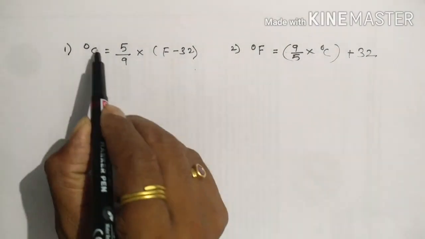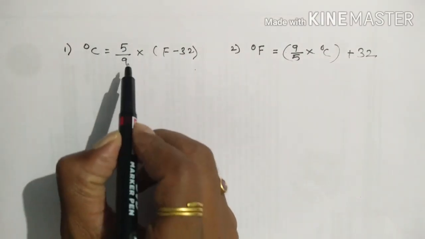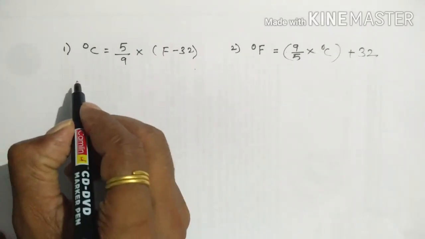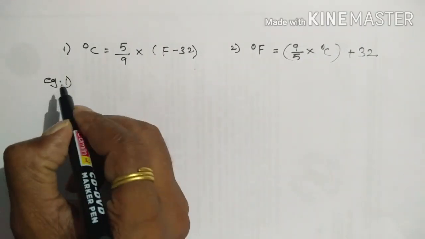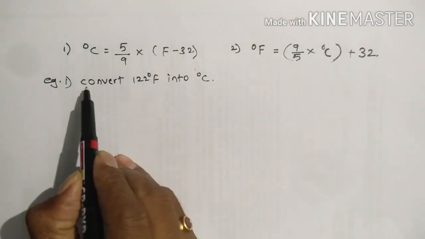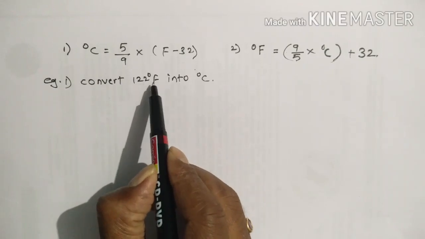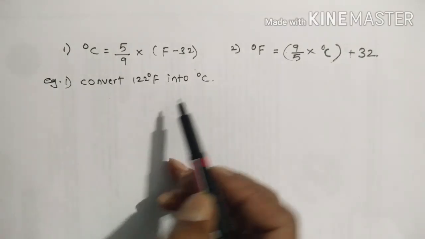I will show you how to solve both types of questions with the help of the single formula. So let us take one example. Here is the first example. Convert 122 degree Fahrenheit into degree Celsius.